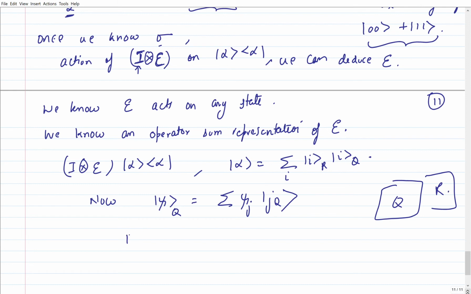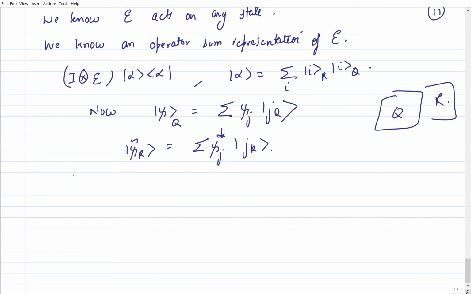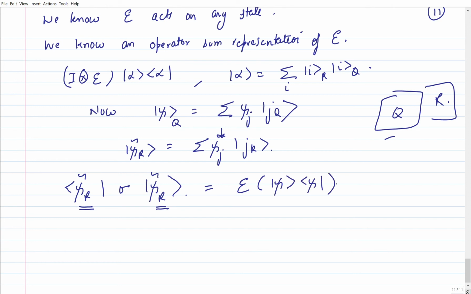And I also define the corresponding state in the R system to be some other coefficients. Now the claim is, once I take the inner product with respect to a system on R, I'll get a quantum operation on the system Q. And the claim is that that quantum operation is exactly this guy.